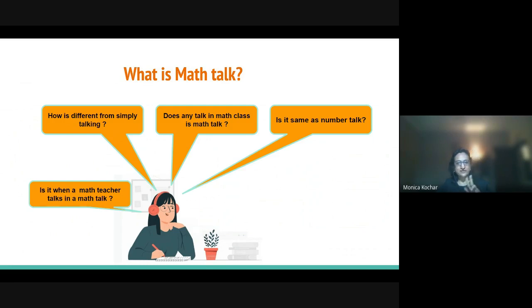No. Math talk is a two-way conversation. Teacher-child or child-child. Is it the same as talking in a language class? Not necessarily. Here the intention is very clear that we are doing math talk. Any other question here?